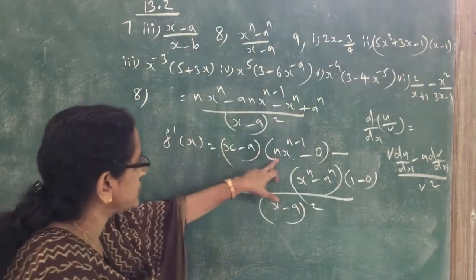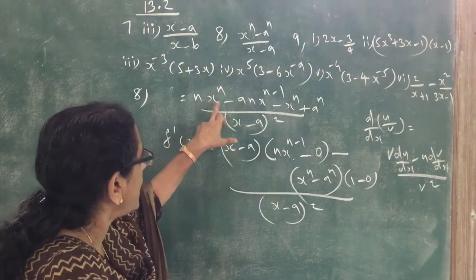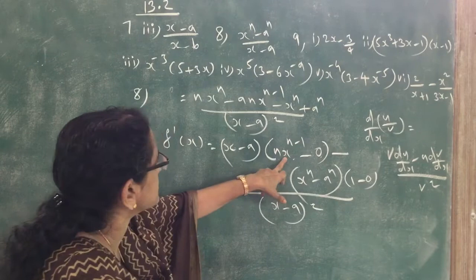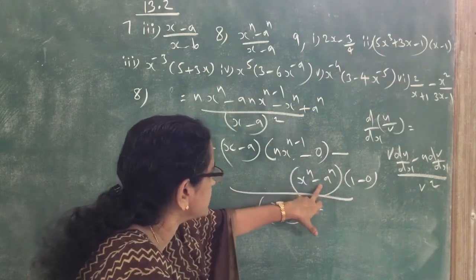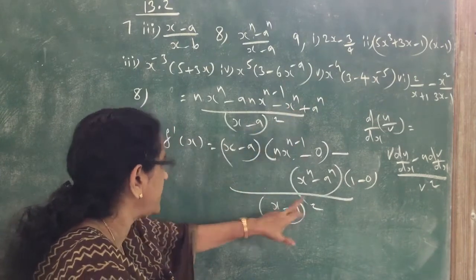So x raised to n into x raised to n, then minus a into n x raised to n minus 1, then here minus into x raised to n, minus into minus a raised to n plus a raised to n, by (x minus a) whole square. That's the answer.